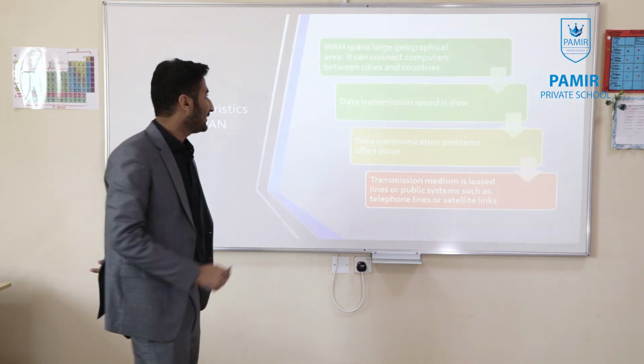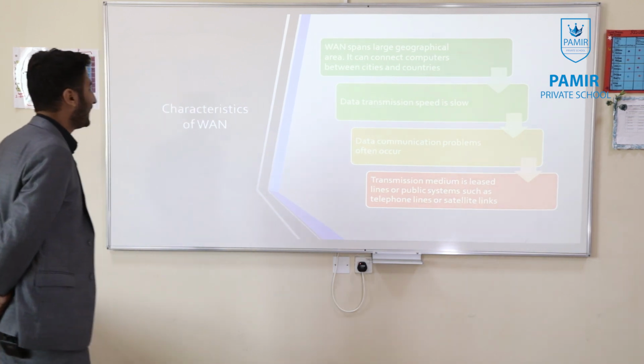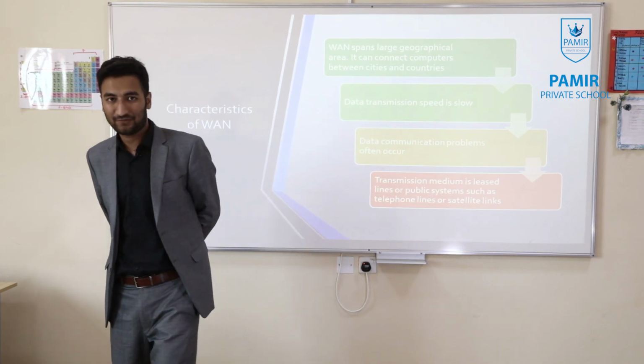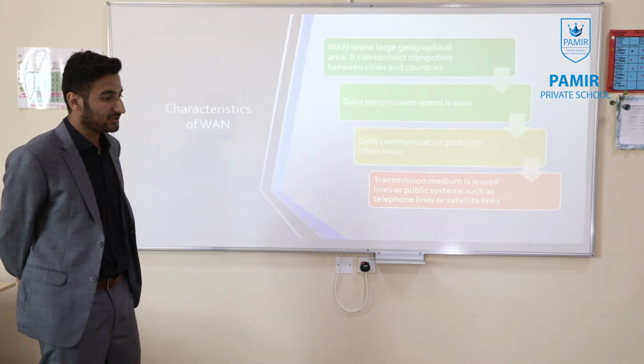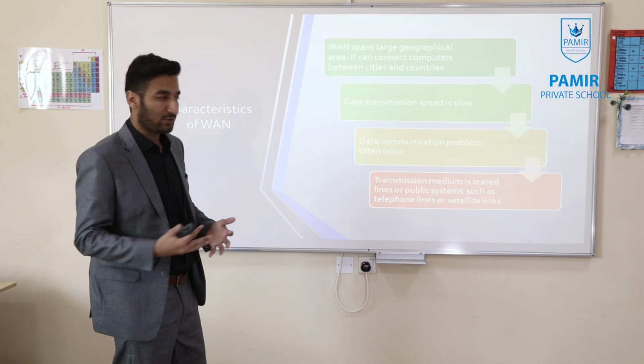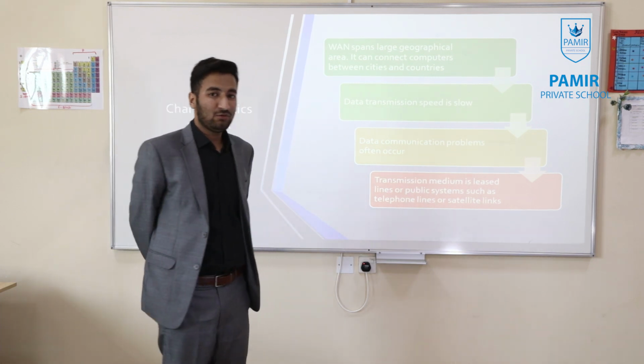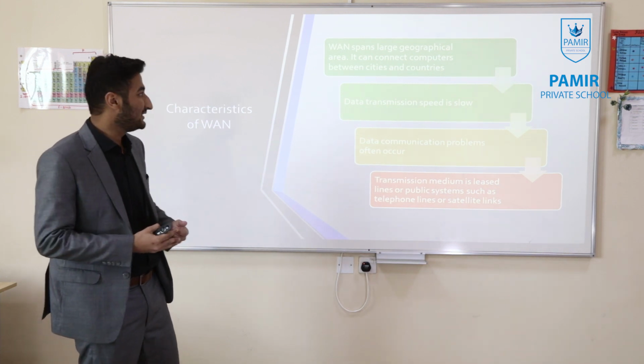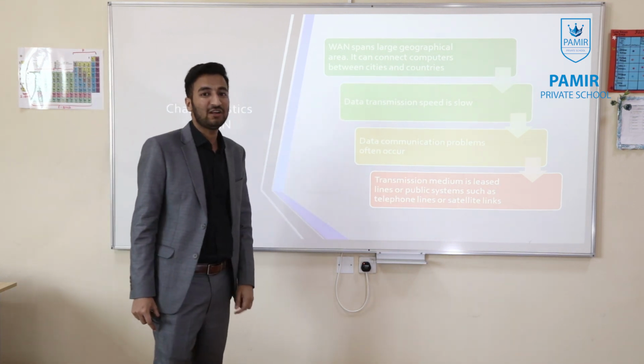So what are the characteristics of the WAN? The first and main characteristic is that it covers a large area. It covers cities, countries, and continents together. The second is that, as you know, the network is complex. It covers cities and countries, and that's why the data transmission speed is very low.